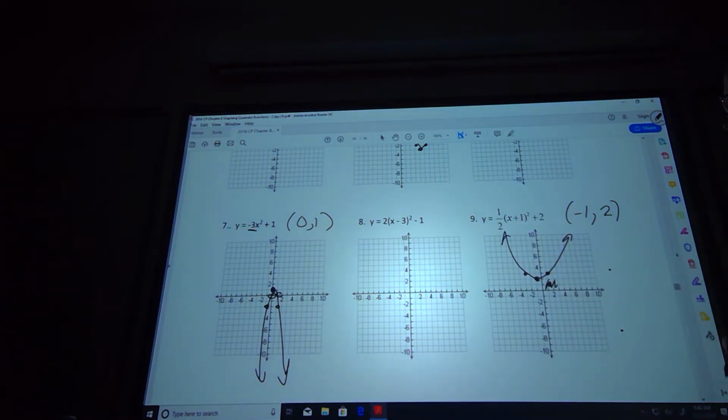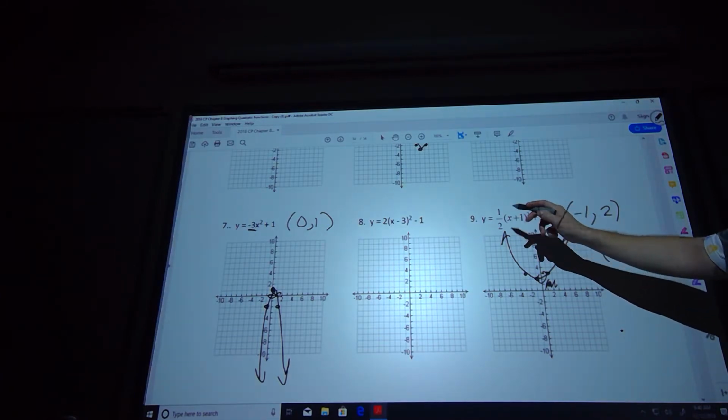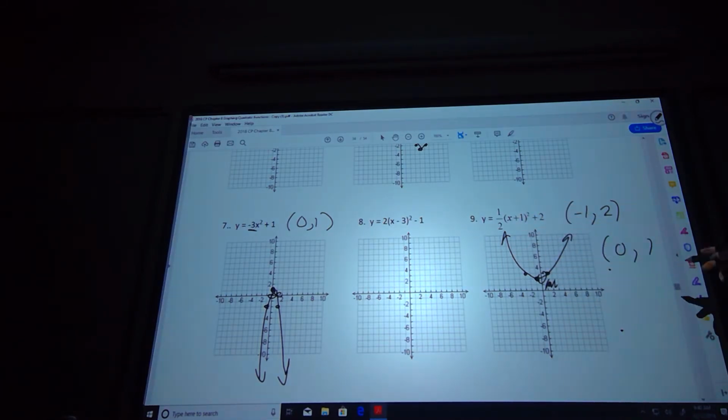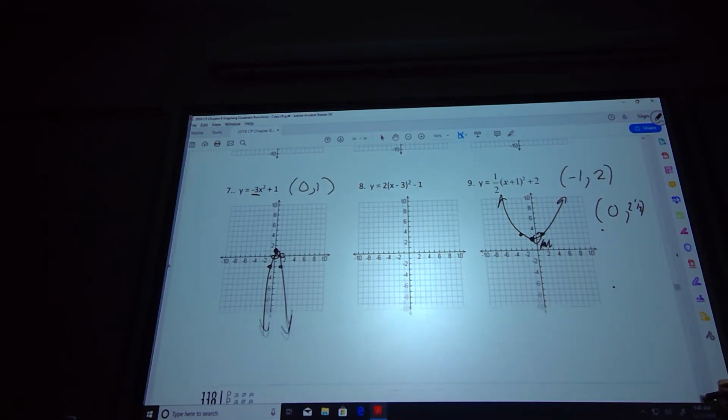That point doesn't exist. Where does it cross the y-axis? Oh, right there. So I guess we could plug 0 in to find it. So 0 plus 1 is 1. 1 squared is 1. Half of 1 is half. Half plus 2 is 2.5. So that's where that crosses. It does not cross the x-axis. So we don't have any real zeros or roots.